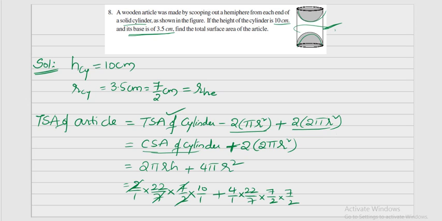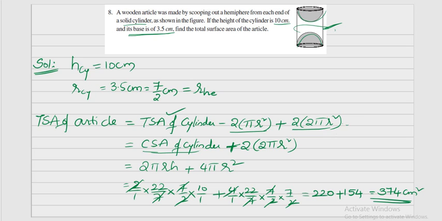Finally, what I am left with here is 220 plus. Now here, 7 goes, the 2 2s are 4 gets cancelled, and this becomes 154, because 22 7s are 154. You just remember this value, right? So 220 plus 154 is how much? 374 centimeter square. So this is nothing but the surface area of that article.